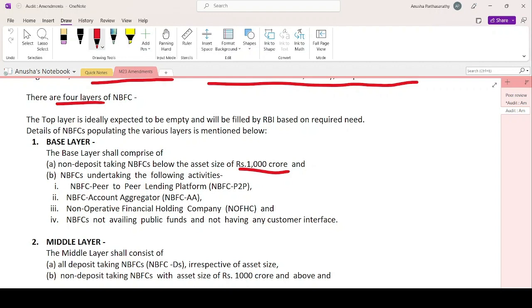Numbers are somewhere the categories. NBFCs undertaking the following activities: peer-to-peer lending, account aggregator, non-operating financial holding company, and NBFC not availing public funds and not having any customer interface. So base layer, let's repeat. The base layer shall comprise of non-deposit taking NBFCs below the asset size of rupees 1000 crore and NBFCs undertaking the following activities: NBFC peer-to-peer lending platform, NBFC account aggregator, non-operating financial holding company, and NBFC not availing public funds and not having any customer interface.